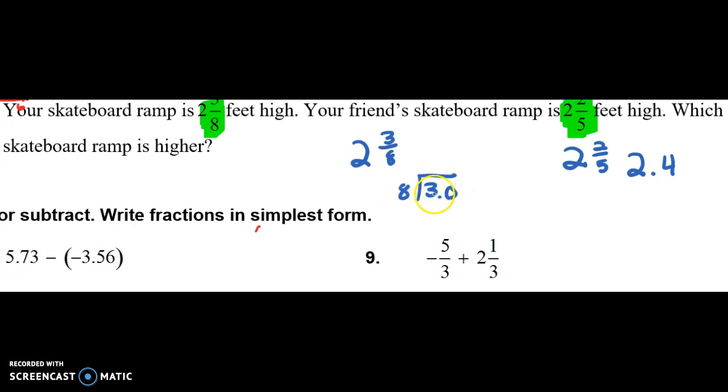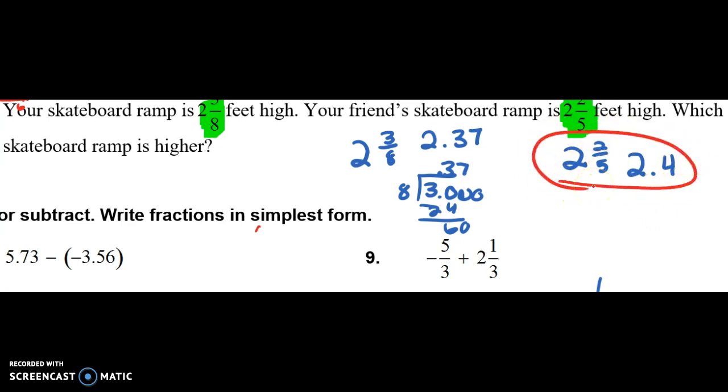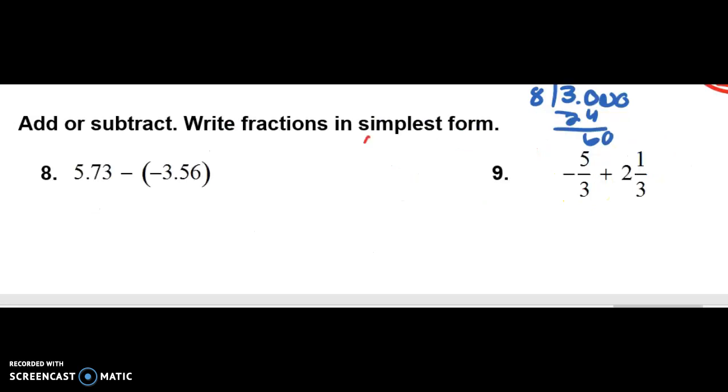Add a 0, 8, 16, 24. That's 3 times is 24. Subtract, get your 6. You need to add some zeros down here. 8 goes into 60, 7 times. Decimal point there. So I know that this is going to be something around 2.37. So if the question's asking which skateboard ramp is higher, that would be this 2 2/5 one, because that is your bigger number. All right.